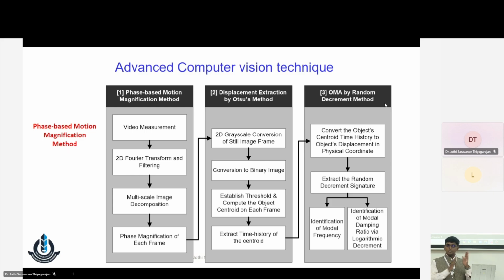Once I get the time history response, I'm going to implement a very simple operational modal analysis. Here we have used the random decrement method to get the modal parameters, to extract the modal frequencies and damping ratio. That's basically the three steps, or three phases, that we are able to do. Maybe I will try to explain this with some examples, then you will understand more.